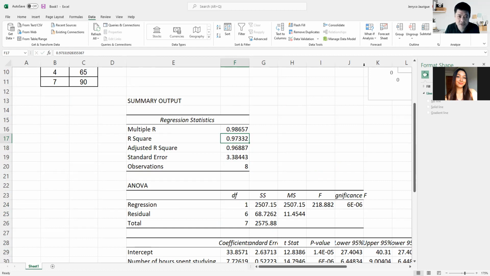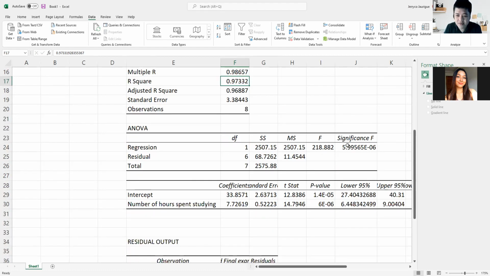Tapos, minsan tatanong sa inyo, parang gano'ng kaganda yung model, or is the model significant? So you can just check for this one. This is e raised to negative 6. Ibig sabihin, your value is very, very small. That's your p-value, meaning your regression model is actually good. It's a good model.